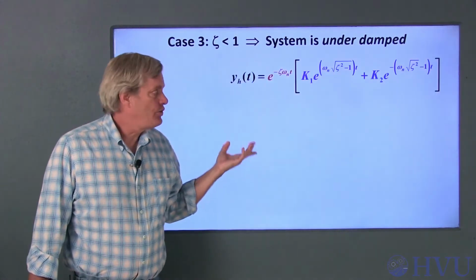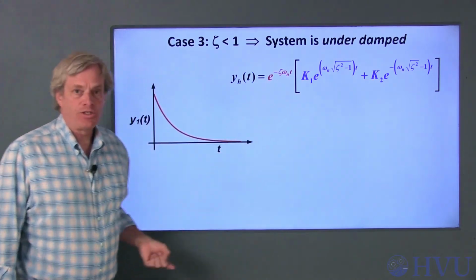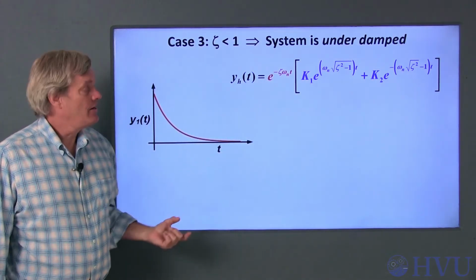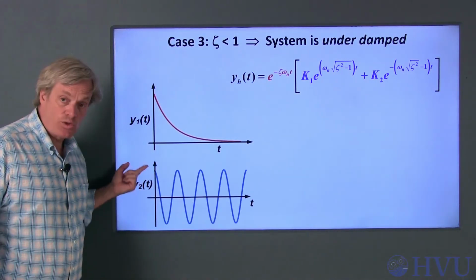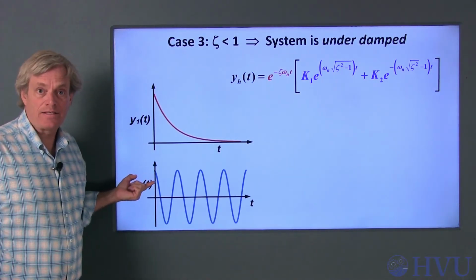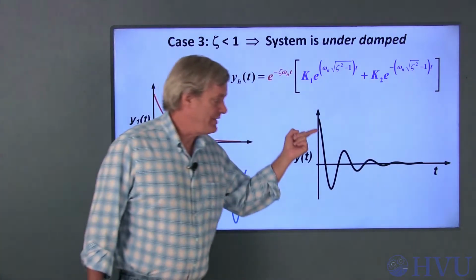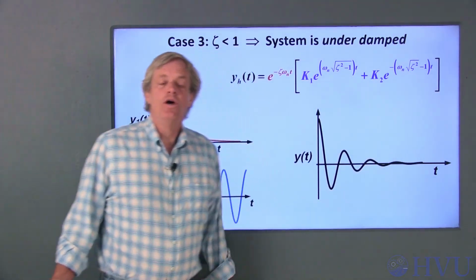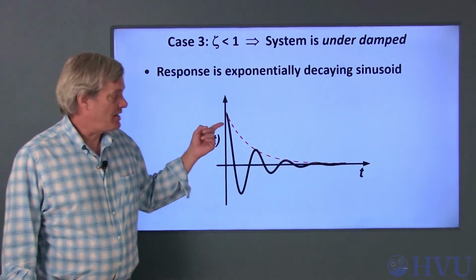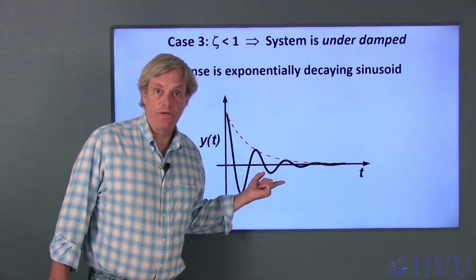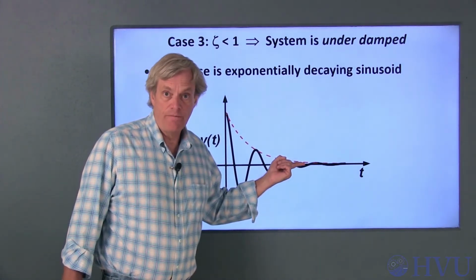Again, I've color-coded the terms in the equation here. The decaying exponential term looks like this. The two complex exponential terms combine to a sinusoidal signal that looks like this. When we multiply these two signals together, we get a sinusoid that dies out with time. More specifically, underdamped system natural responses are exponentially decaying sinusoids. The exponential bounds the amplitude of the sinusoid.